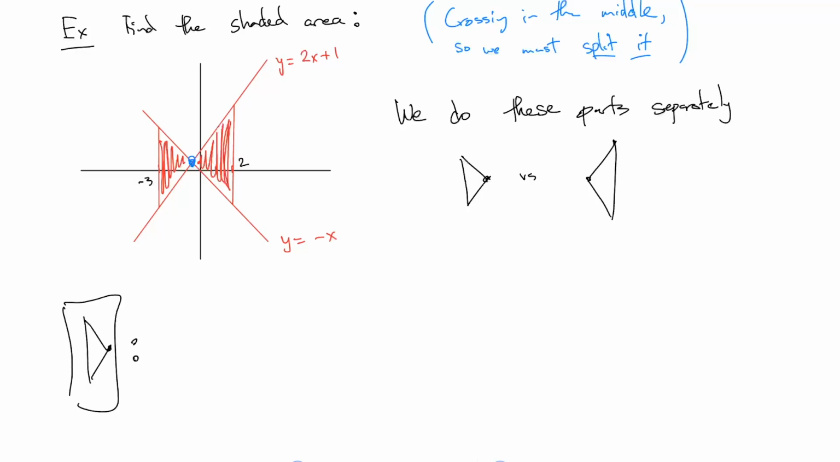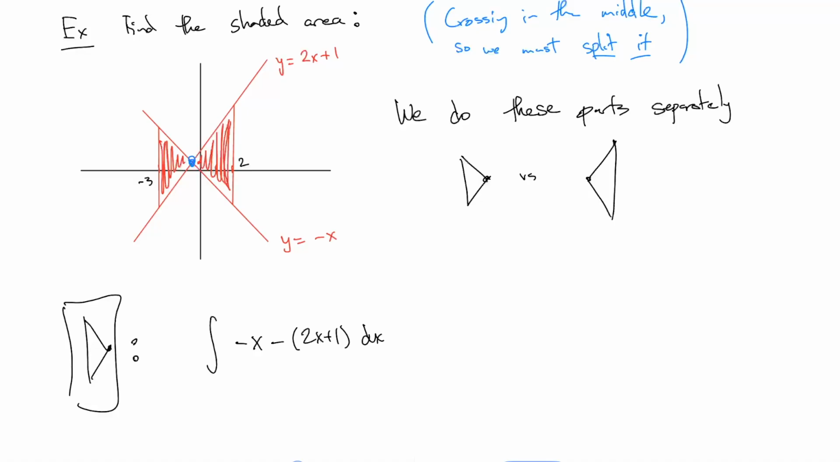It's going to be the integral of the bigger minus smaller. Now on the left-hand side, the bigger is negative x. So here I'm going to say negative x minus 2x plus 1, right? Because I'm looking at this side here, the bigger one is this line, which is minus x, and the smaller is this line, which is 2x plus 1. So this is the bigger minus the smaller.